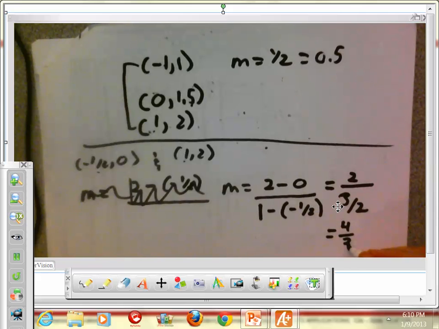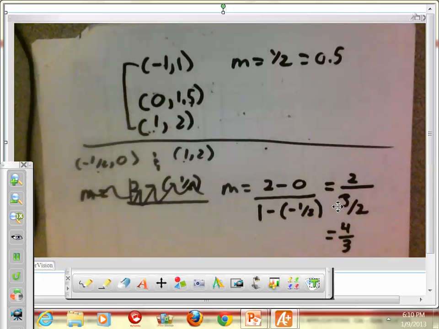Okay? So again, what we did here is, first of all, given 2 points, the first thing we need to do is find the slope. So I'm going to do y1, which is 2, minus y2, which is 0. So it's 2 minus 0, divided by x1, which is 1, minus a negative 1/2, which is going to be 2 divided by 1.5, or 4/3.